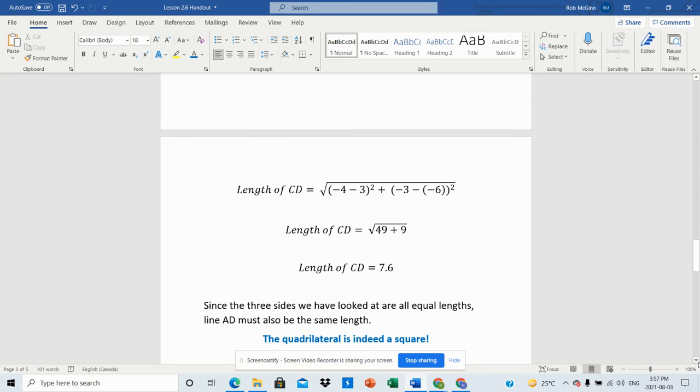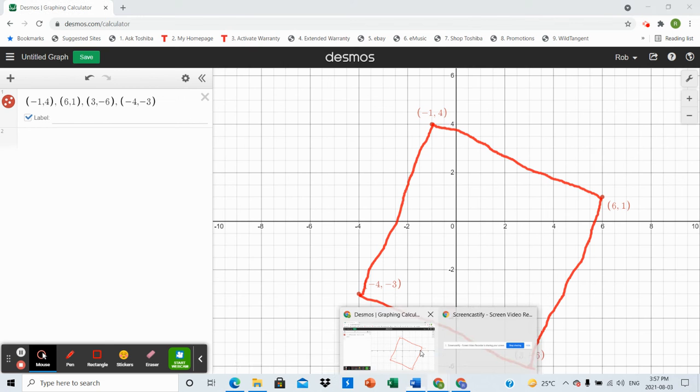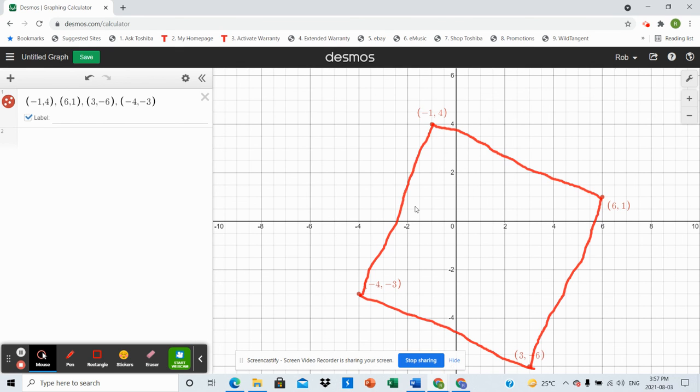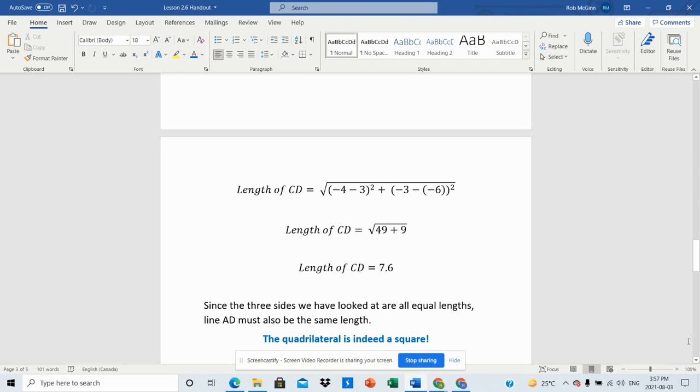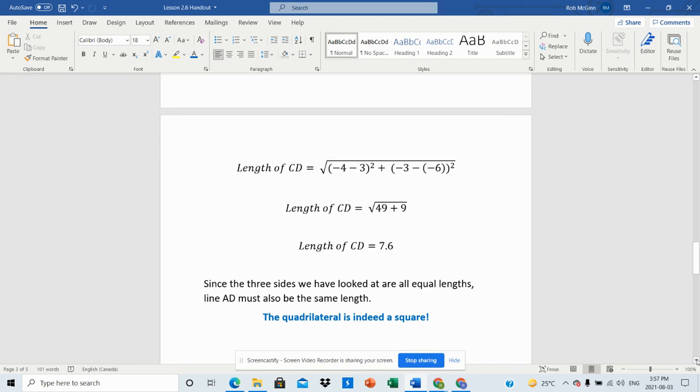Since the three sides we've looked at are all equal lengths, line AD must also be the same length because it has to connect those 2 points. So it can't be anything but 7.6 units long. And so for that purposes, we know that the quadrilateral we are looking at is indeed a square.